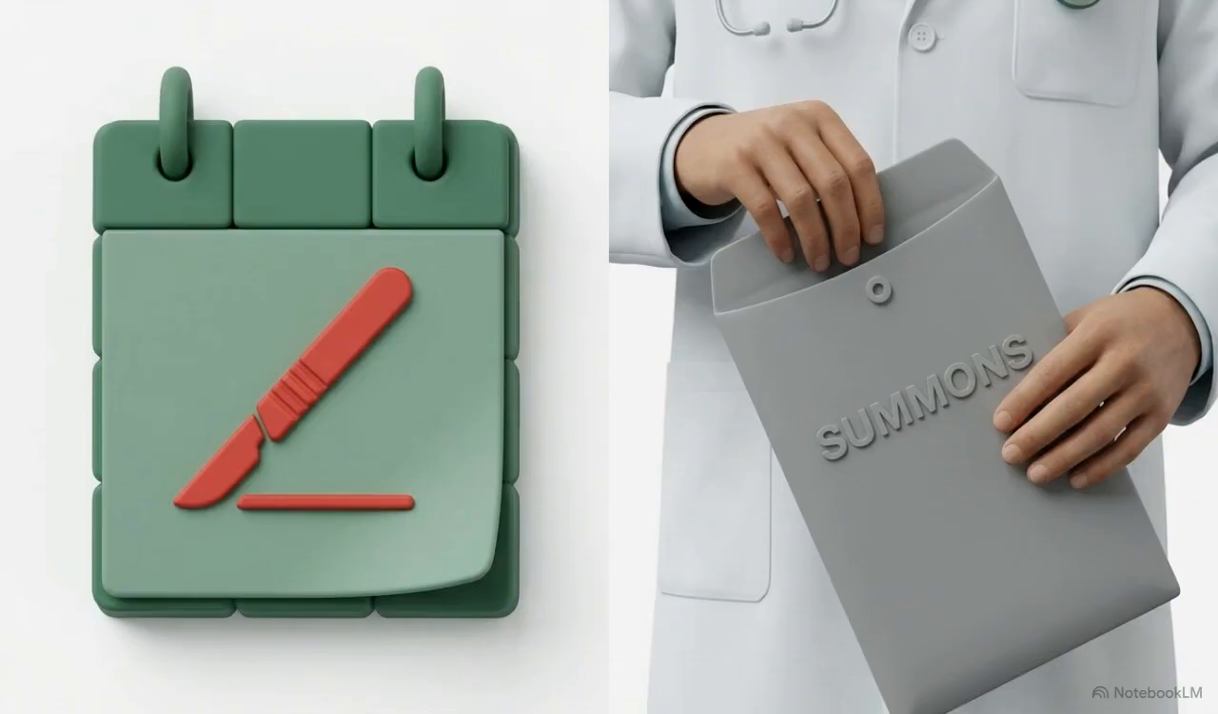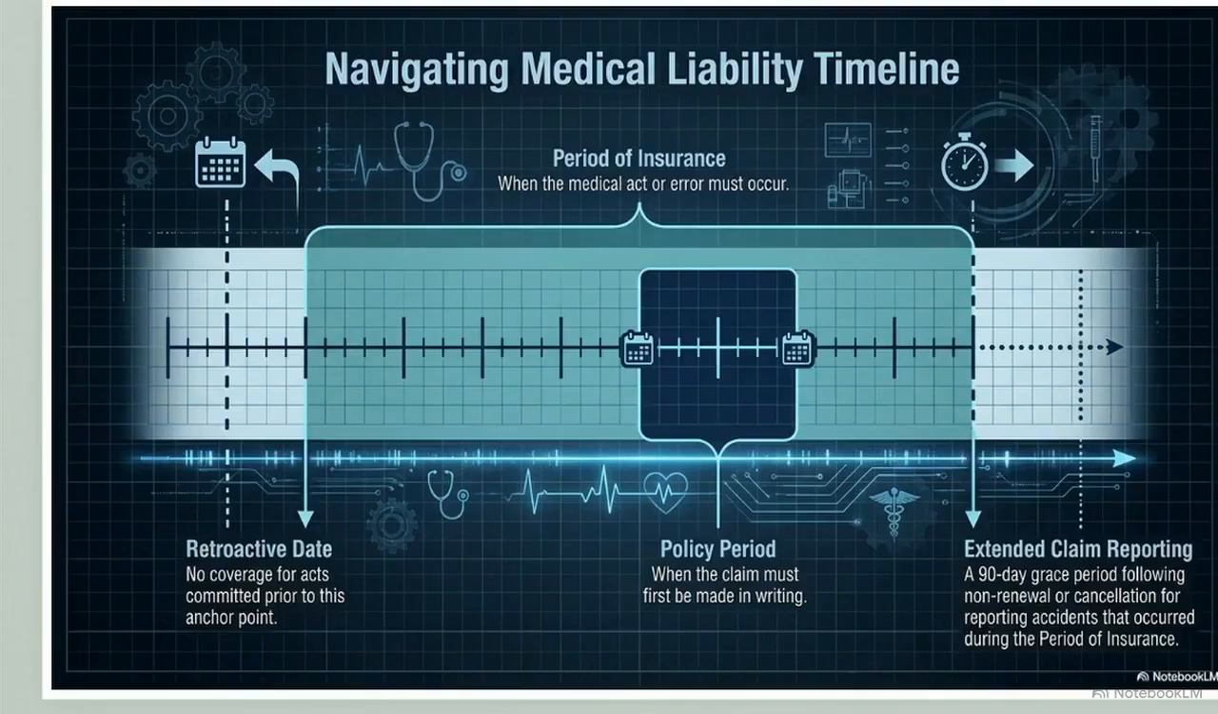Let's look at a hypothetical scenario. Dr. Sharma receives a lawsuit today for an alleged surgical error that took place 24 months ago. This diagram maps out the medical liability timeline. Dr. Sharma is protected today because of his retroactive date. This is the absolute historical anchor of his coverage. It marks the earliest point in time an error can occur and still be defended by the insurer.